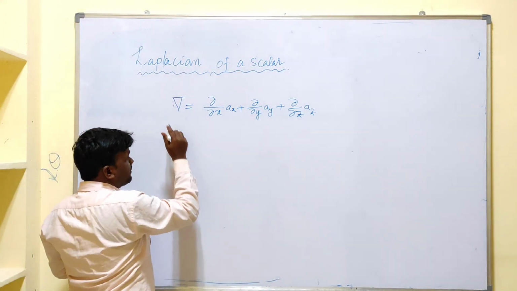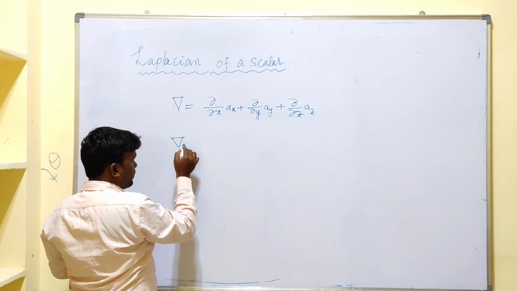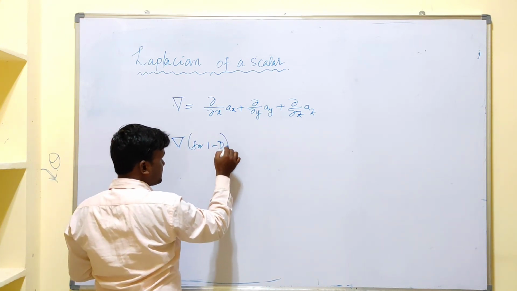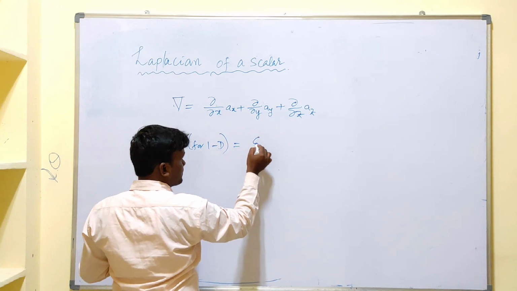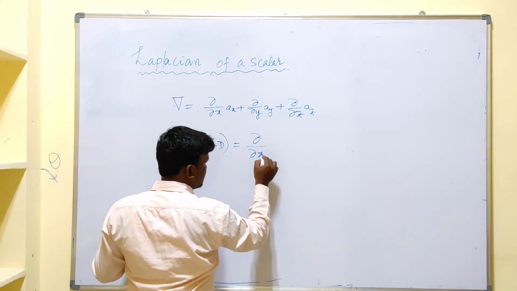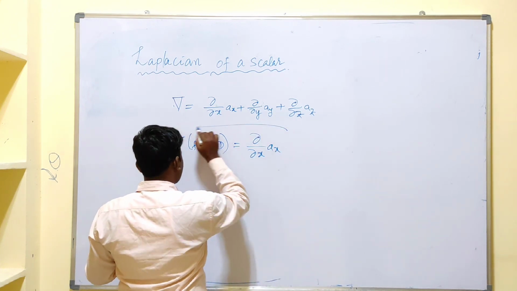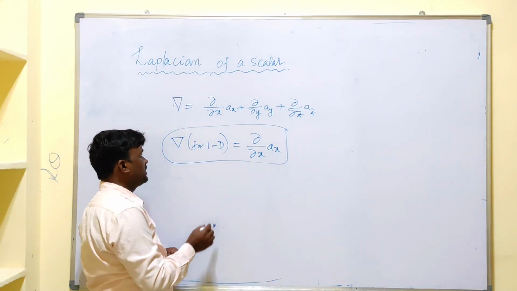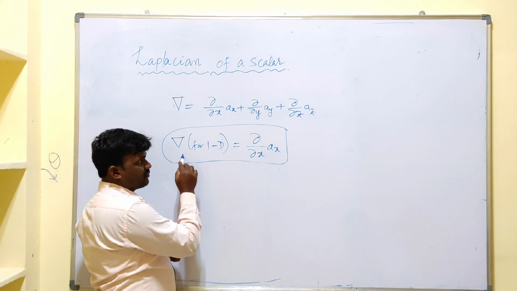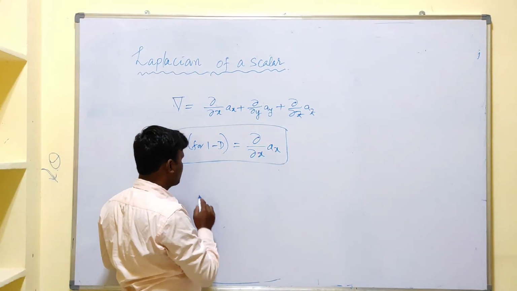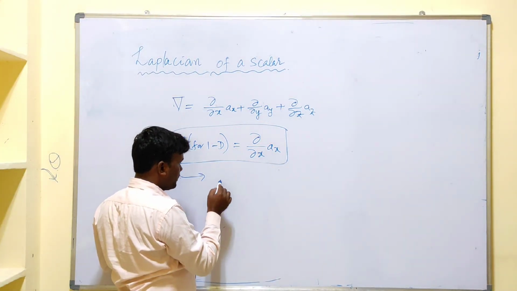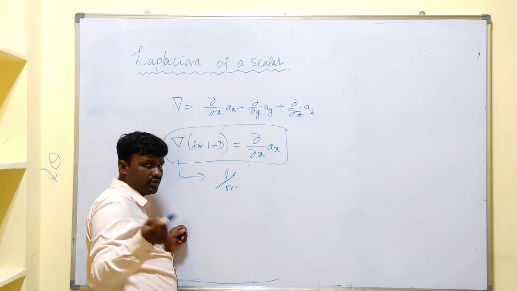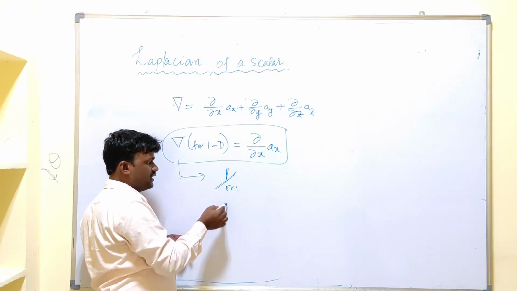What about the unit of del? For the one dimensional case, say along the x axis, del equals ∂/∂x ax. That means it varies with respect to distance. So the unit of del is per meter. Very important, please remember this: the unit of del is per meter.